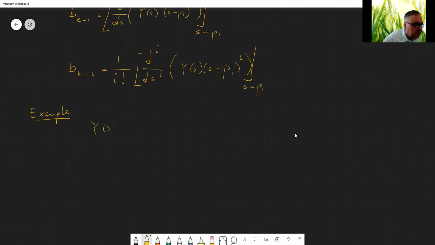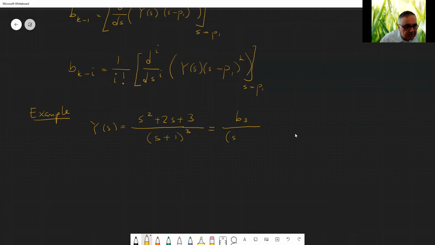Let's say Y of s equals s squared plus 2s plus 3. That's the numerator. Denominator is s plus 1 cubed. We cannot open this up by itself. It's not possible; you cannot find the Laplace transform. So you find a simpler expression. It is b3 over s plus 1 cubed. Laplace transforms of these can be found from tables. Plus b2 over s plus 1 squared plus b1 over s plus 1.